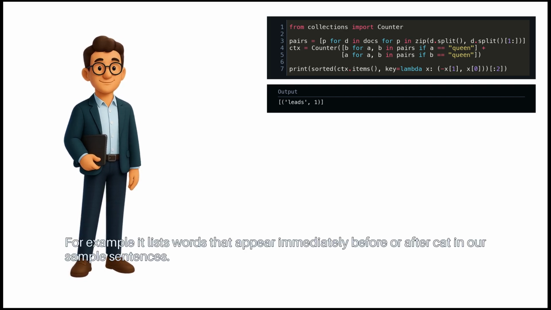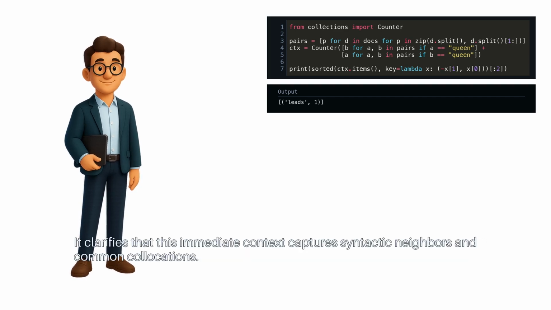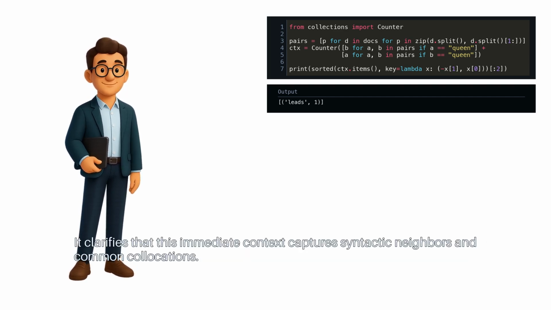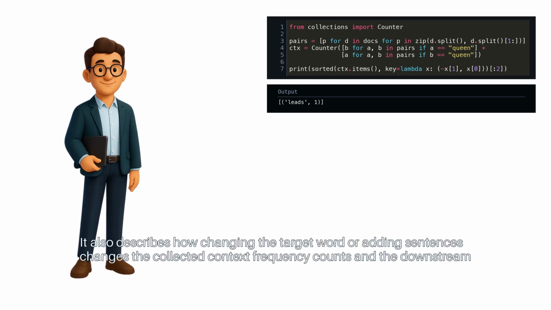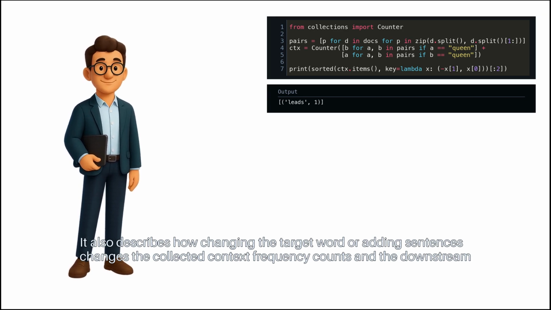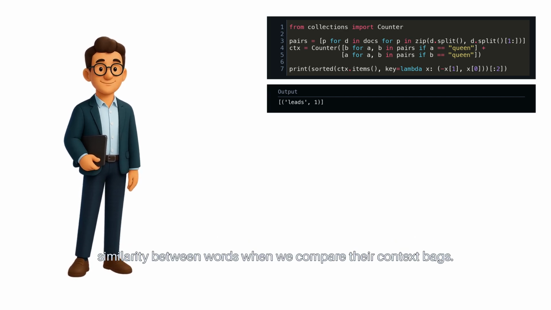For example, it lists words that appear immediately before or after cat in our sample sentences. It clarifies that this immediate context captures syntactic neighbors and common collocations. It also describes how changing the target word or adding sentences changes the collected context frequency counts and the downstream similarity between words when we compare their context bags.